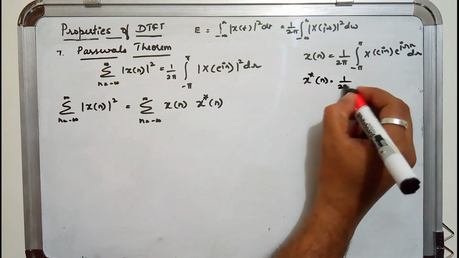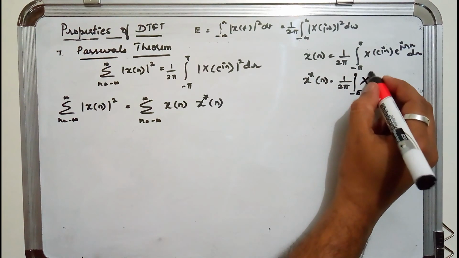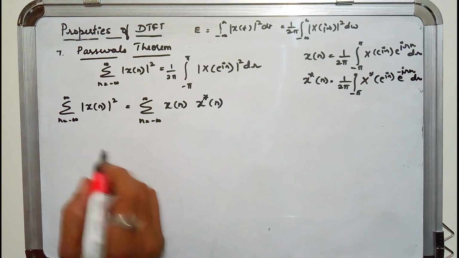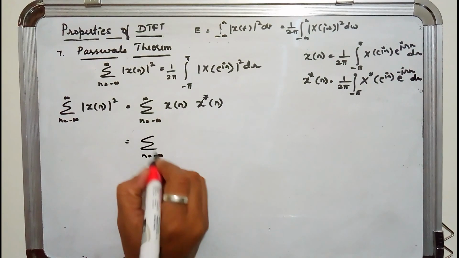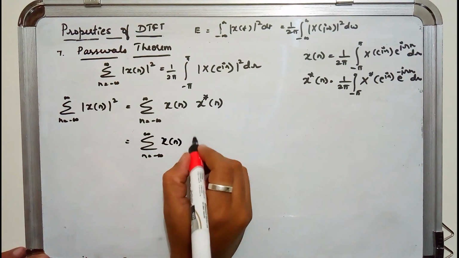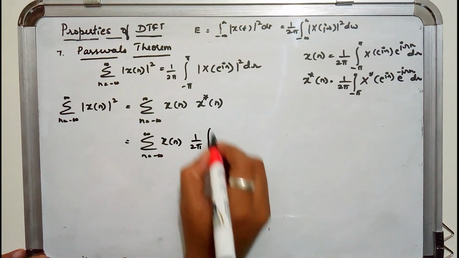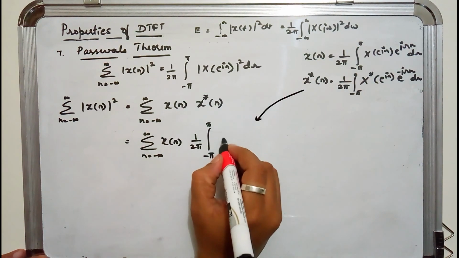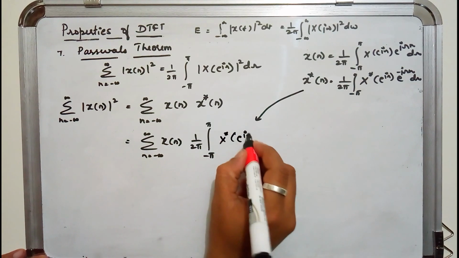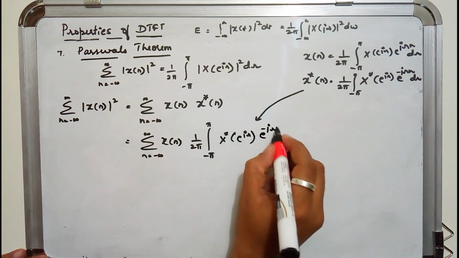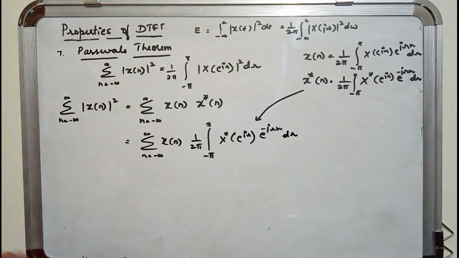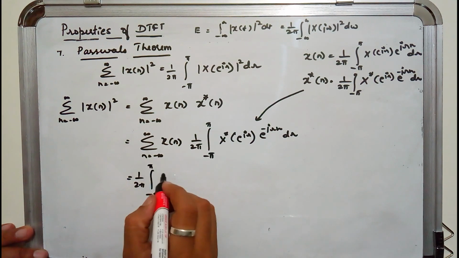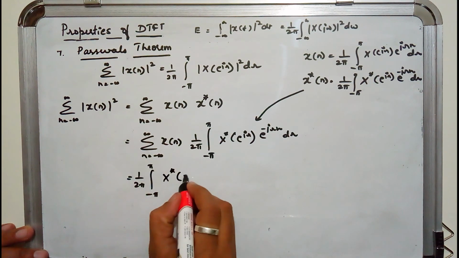So it is 1 by 2 pi integral from minus pi to pi of X conjugate of e power j omega into e power minus j omega n d omega. If I substitute that here, summation n equal to minus infinity to infinity x of n into 1 by 2 pi integration minus pi to pi, I'm substituting this here: X conjugate of e power j omega into e power minus j omega n d omega. Now I'll take 1 by 2 pi integration minus pi to pi out, X star of e power j omega.